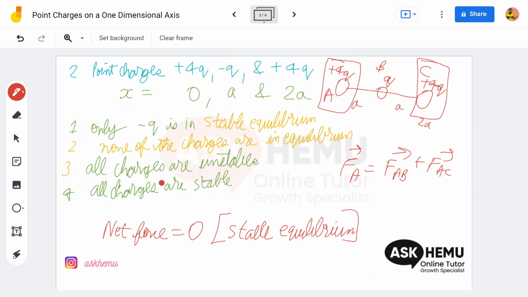So I have to choose option 3. All charges are unstable, because naturally there is a net force on the system. If there is a net force on the system, naturally there's going to be an acceleration on the system. So 3 is the most logical choice, while 1 is the idiot choice over here, because minus q can never be in stable equilibrium, because there is always a net force due to the presence of the whole system around.